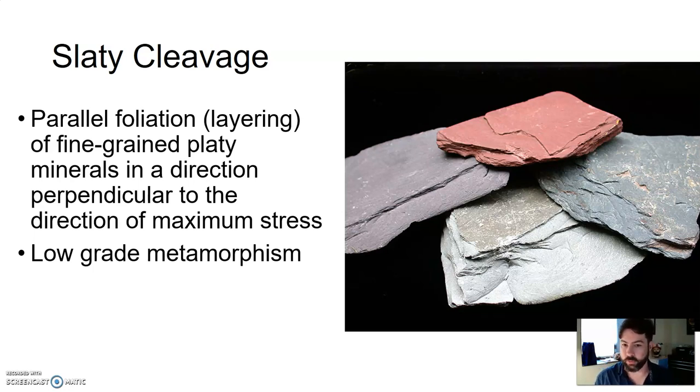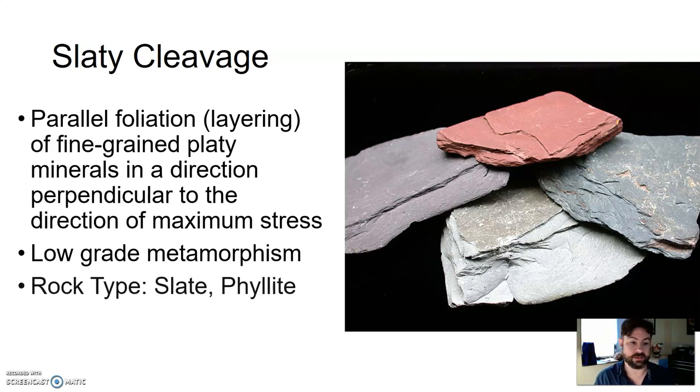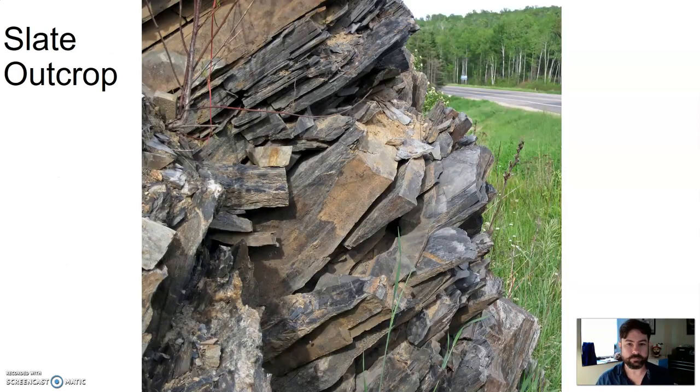Some low-grade metamorphic rocks that look like this include slate and phyllite. So you take a rock, apply some heat and some pressure under low-grade conditions, and you will turn it into a slate or a phyllite. Here's an outcrop of slate. Again, you can see that foliation, that layering.